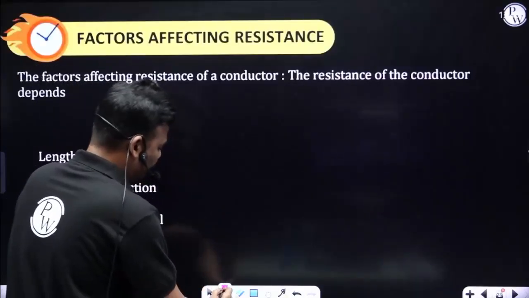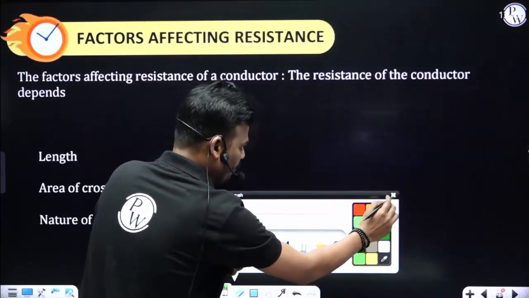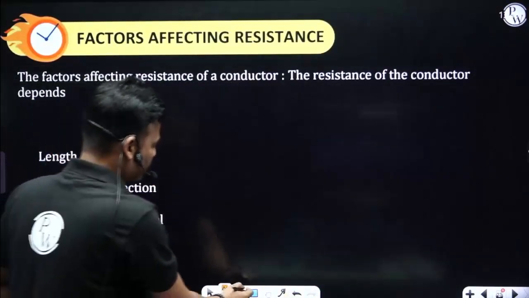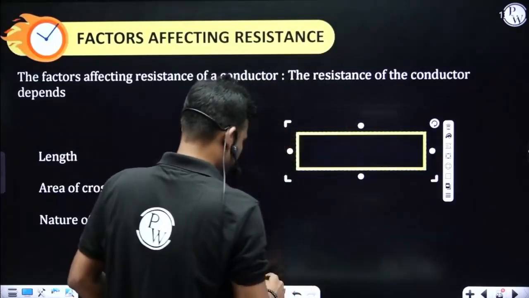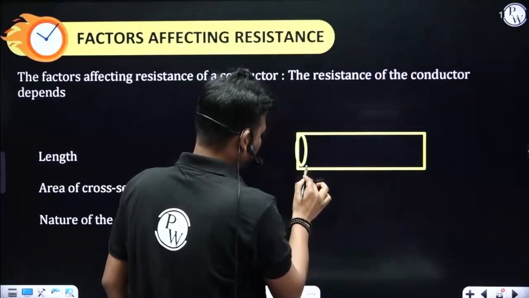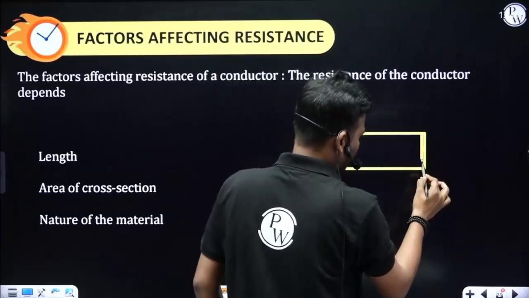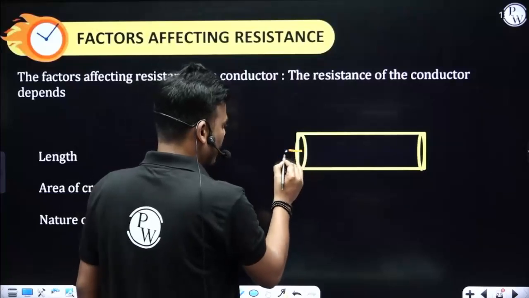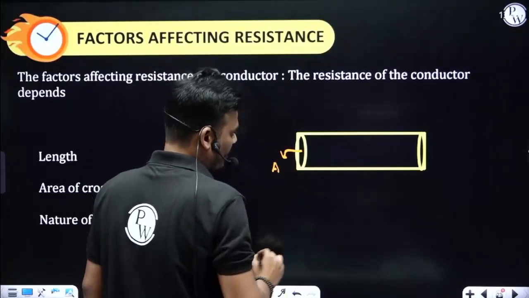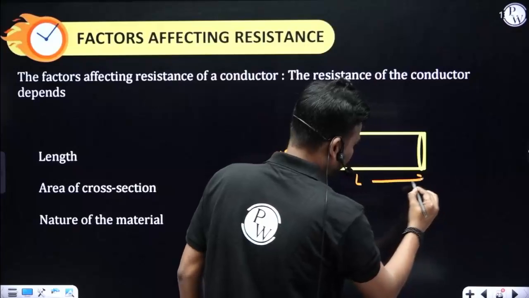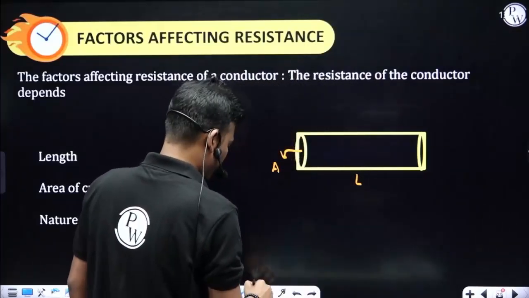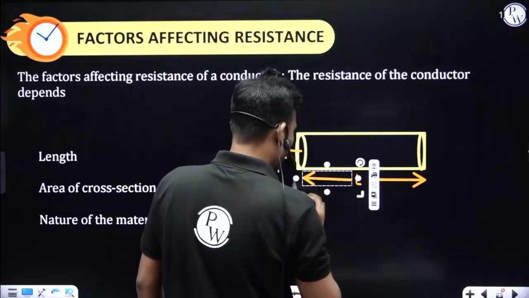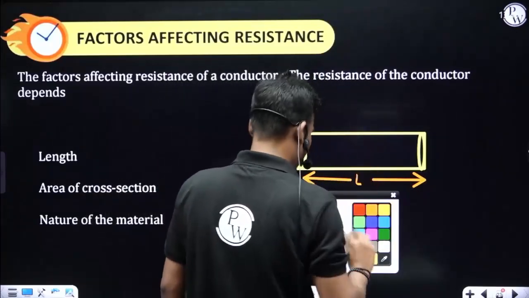Now, the first statement: the factors affecting resistance of a conductor. If I consider this is the conductor, and this is the area of cross section on one side, and this is the area of cross section on the other side. This is the A part, that is the area of cross section, and this is L. And the material. First I'll explain this one.